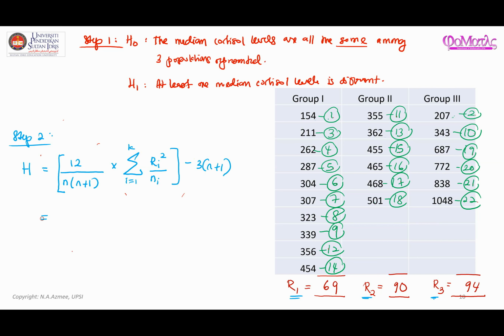So what is the value of n? N here is the total sample size. Over here, for N1, the first group, the sample size is 10. This one here, the sample size is 6. For this one here, the sample size is also 6. Therefore, n is 10 plus 6 plus 6, which is equal to 22.